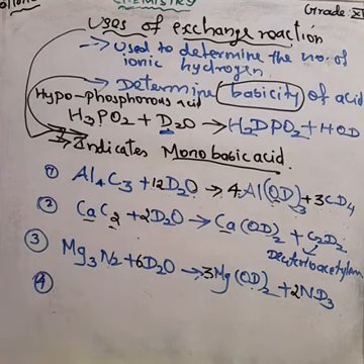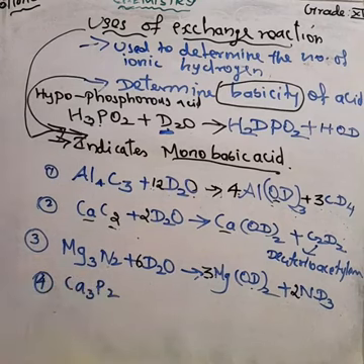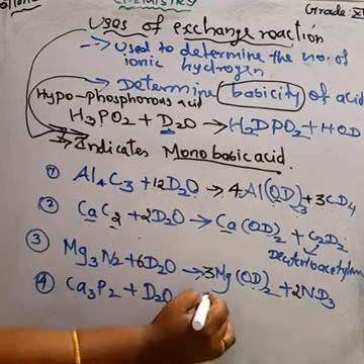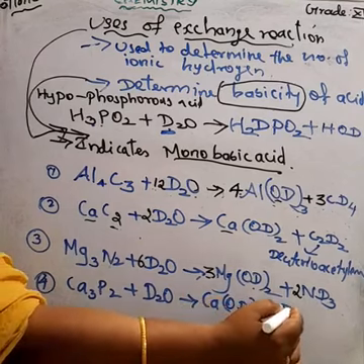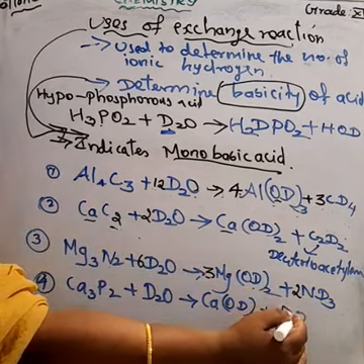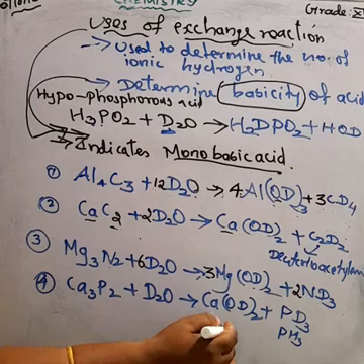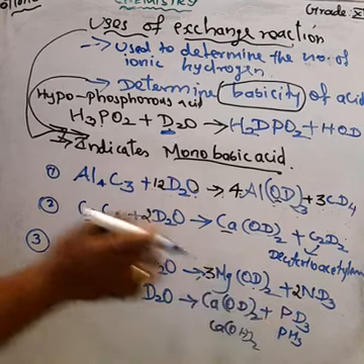Another equation is with calcium phosphide. What is the formula? Ca3P2. Okay, calcium phosphide. When treated with heavy water, we get calcium deuteroxide, and it gives deuteriophosphine, PD3. If we are using ordinary water, we get calcium hydroxide and phosphine, PH3. But here we are using heavy water, so we get PD3, deuteriophosphine.